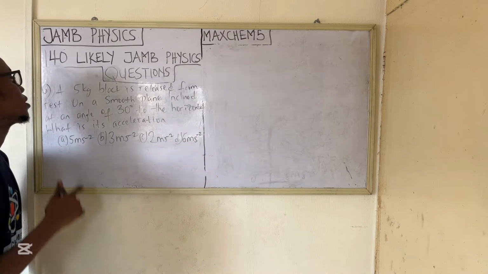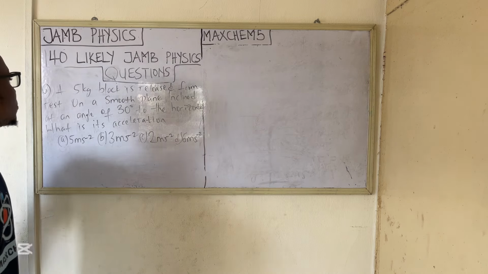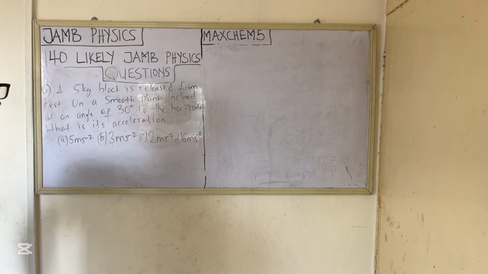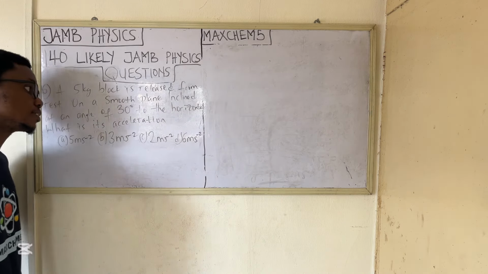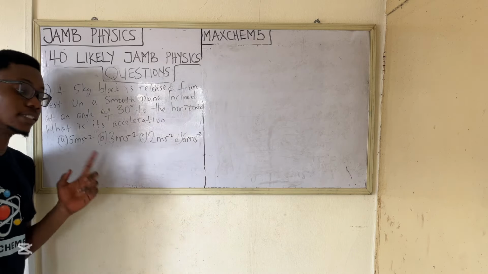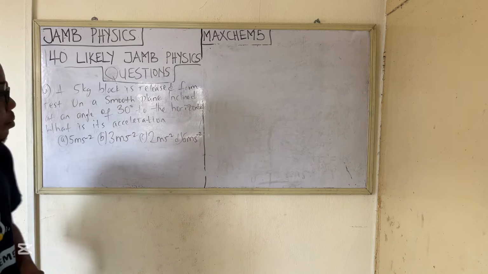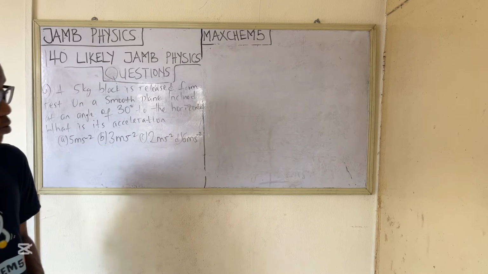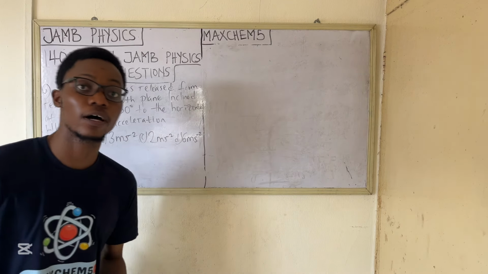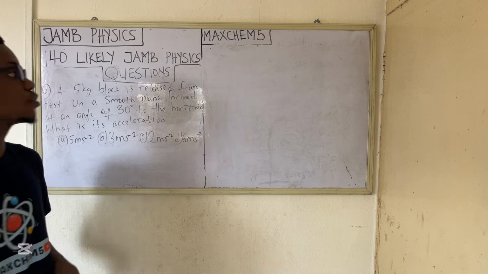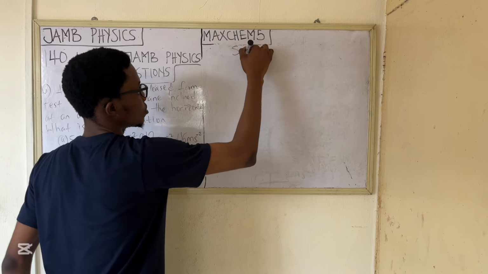Question 6. A 5-gram block is released from rest on a smooth plane inclined at an angle of 30 degrees to the horizontal. What is its acceleration? A, 5 meters per second square; B, 3 meters per second square; C, 2 meters per second square; D, 6 meters per second square. Now, if you come across a question like this, this is what you have to do.